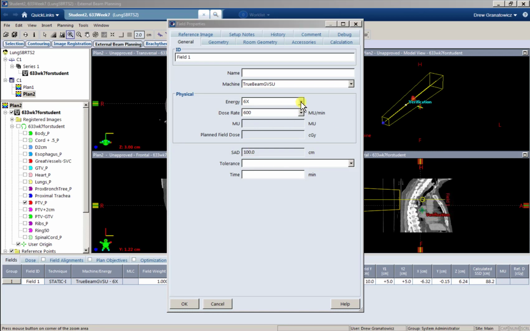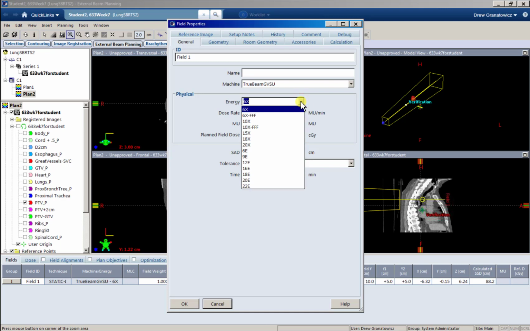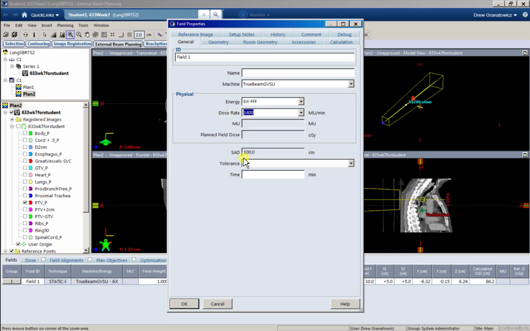Usually for SBRT, you're treating a high dose per day, right? So you're going to want to use flattening filter free energy if you have it, just because the dose rate will be higher. So in this case, we're going to use 6x FFF. Dose rate of 1400 is fine.